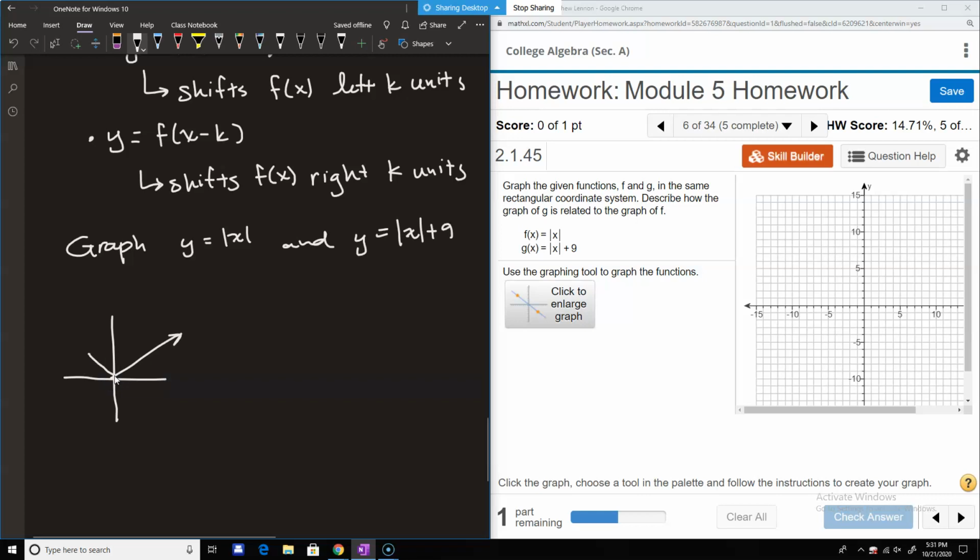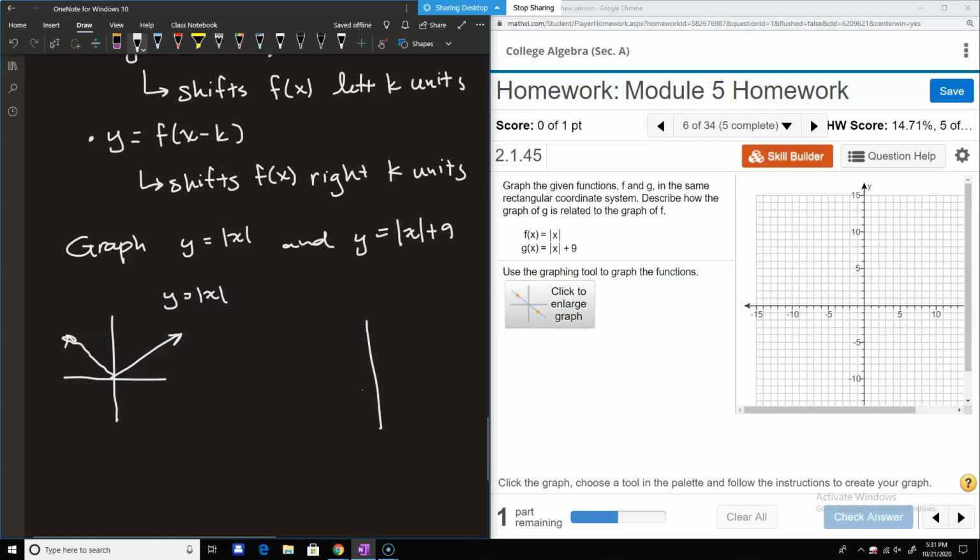It looks like a V. Right? If you have 1, you get positive 1. 2, you get positive 2. 3, you get positive 3. And then as you go to negative, you get the same value, but it's going to be the positive y value. So if you plug in x equals negative 3, you get positive 3. So it just looks like that V. So this is y equals the absolute value of x.